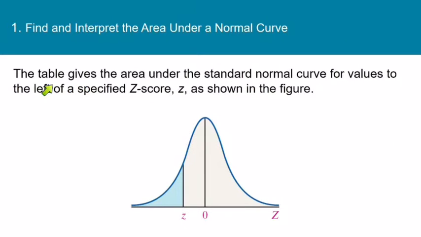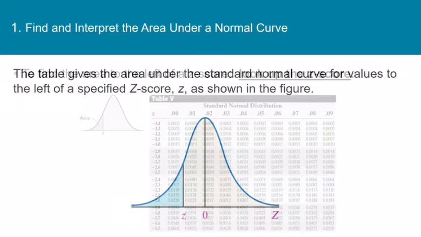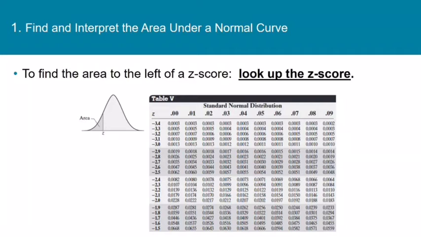Now the table that I'm about to show you gives the areas under the standard normal curve for values to the left of a specified z-score like you see here. So what we'll do is we'll draw our standard normal curve, and we will have some z-score that we're working with based on the problem. And the table is going to help us find the area to the left of that z-score, which you see shaded here in blue. Here is part of the table. And now the whole table is in the formula sheet that I have posted for you in Canvas, but this is just part of it, and let me show you how to read it.